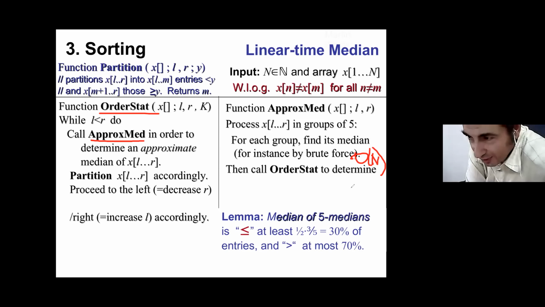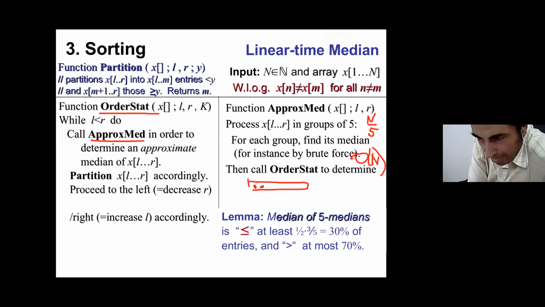Now when the groups are of size 5, there are n over 5 of these groups. So now you have the array of the black dots. You consider only the black dots. So this has size n over 5. And now you call order statistics with k equal to half of this, which is n over 10.